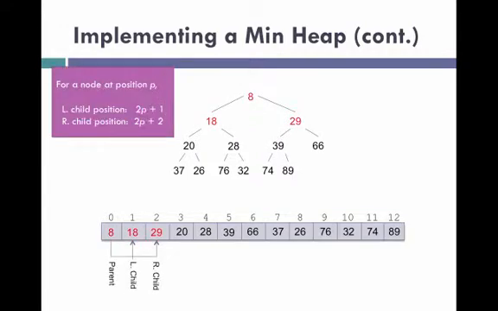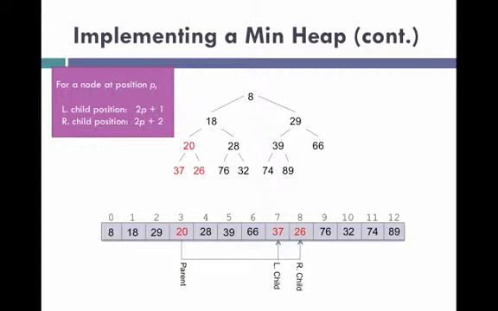Now, for a node at position P, its left child starts at 2P plus 1, and the right child starts at 2P plus 2. Notice here, we have 18 at location P equals 1, and its children are at locations 2P plus 1 and 2P plus 2. So 2 times 1 is 2, plus 1 is 3, and 2 times 1 is 2, plus 2 is 4. And this relationship holds for all parents and children in this heap.